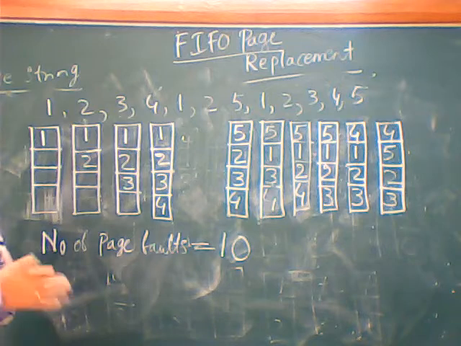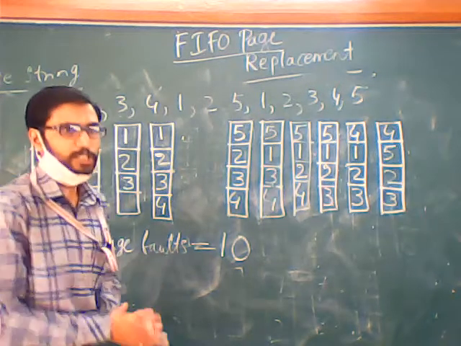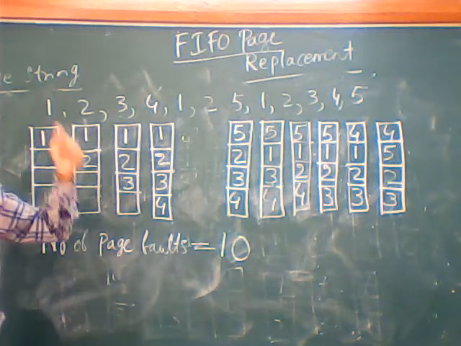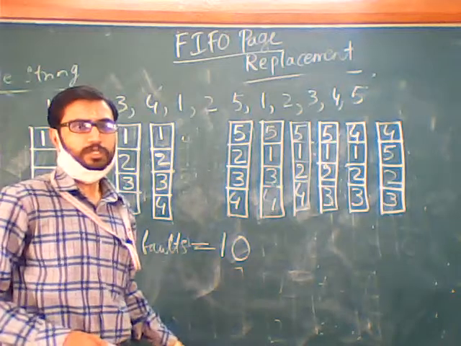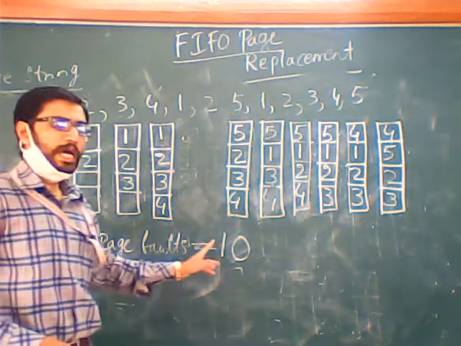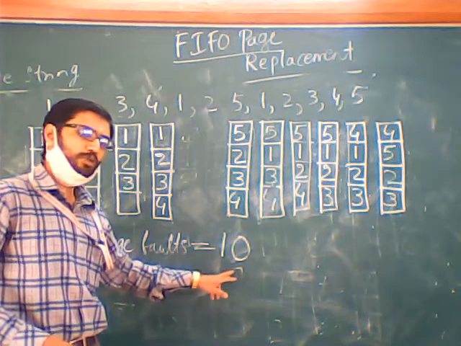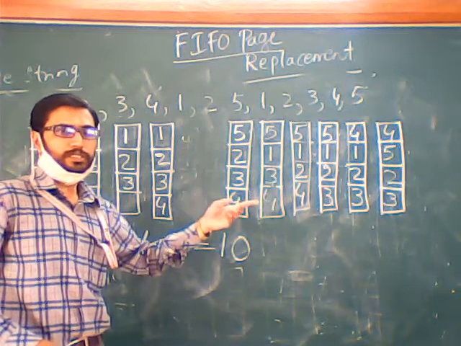So what are you going to analyze from this? What is the analysis part? The reference string is the same. The frame size in the earlier case was 3, and here the frame size is 4. And in which case are the page faults more? Here the page faults are more, and in that case page faults are less.